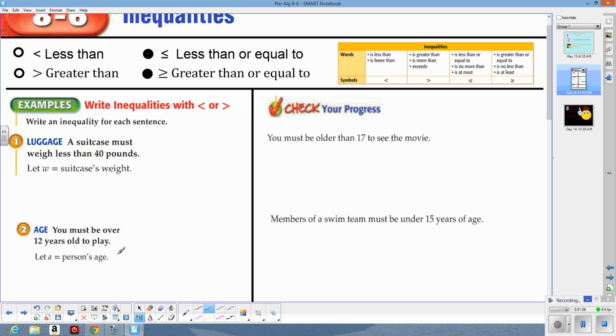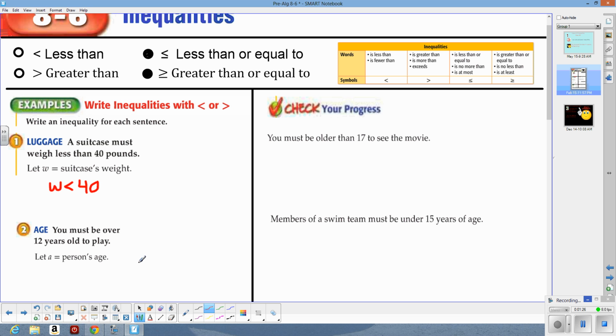The first example says a suitcase must weigh less than 40 pounds. So we're going to let W equal the suitcase's weight. The weight needs to be less than 40 pounds. That means it cannot include 40 pounds. It needs to be less than 40. So we would write that like this.